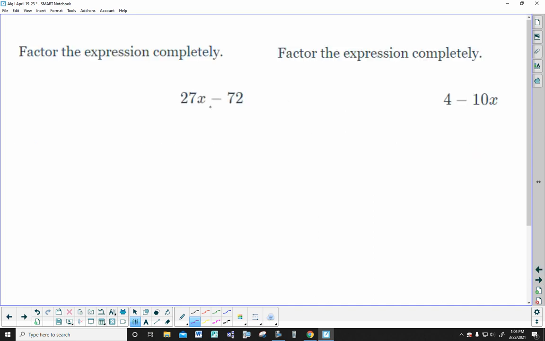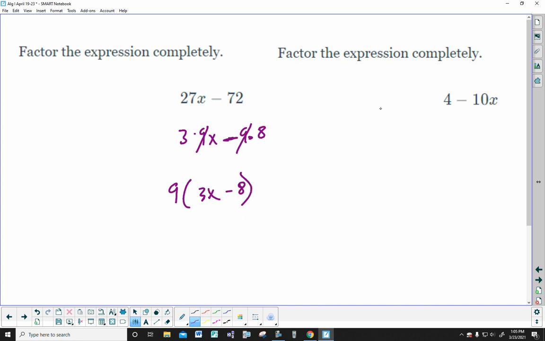Now this one is a little bit more complicated. I think 9 will divide into both of these, so 9 is what's in common. If I back up and go 3 times 9x minus 9 times 8, there's a 9 that's in common, and you're going to pull that 9 out front. It's been removed, so you're left with 3x minus 8.